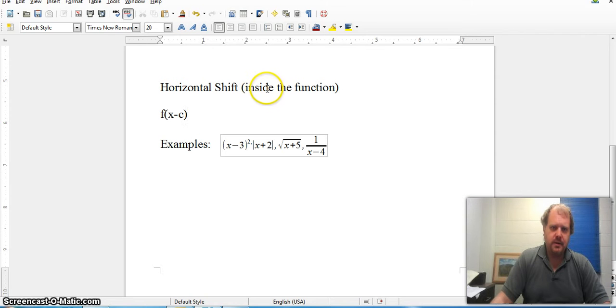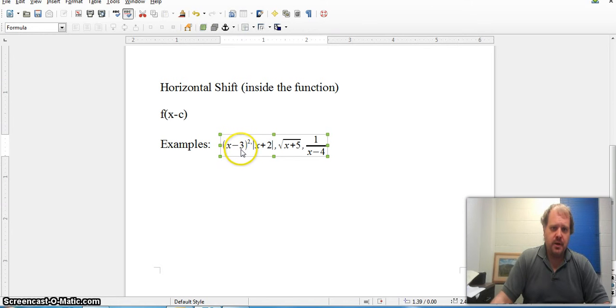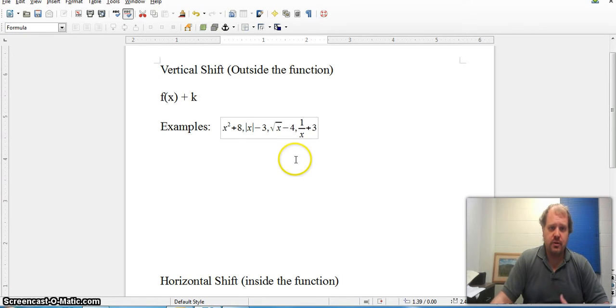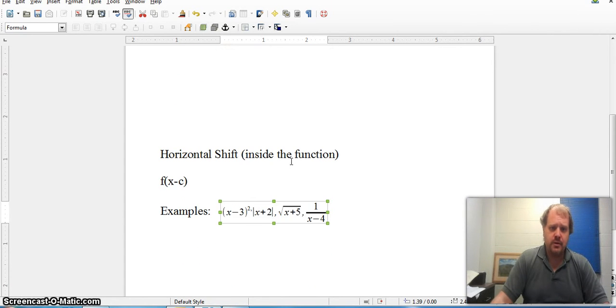The number that's been adjusted to the function is put inside the operation. What I mean by that is, you see here we have x minus 3 quantity squared. The minus 3 is inside the squaring operation. Or x plus 2, it's inside the absolute value operation. Or x plus 5, the plus 5 is inside the square root. Or the 1 over x minus 4 is in the denominator along with the x. That's in contrast to the vertical shifts that we looked at earlier, where it's outside of the actual function, where it's outside the actual operation.